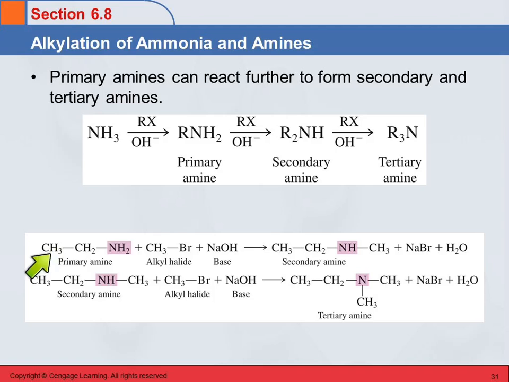Let's look at this example. Here we've got a primary amine. We react this with methyl bromide. This methyl group is going to substitute for one of these hydrogens. And now we've got ethyl methylamine, a secondary amine. If this is in that same reaction mixture, that secondary amine is going to undergo alkylation again, and you're going to end up with a tertiary amine.